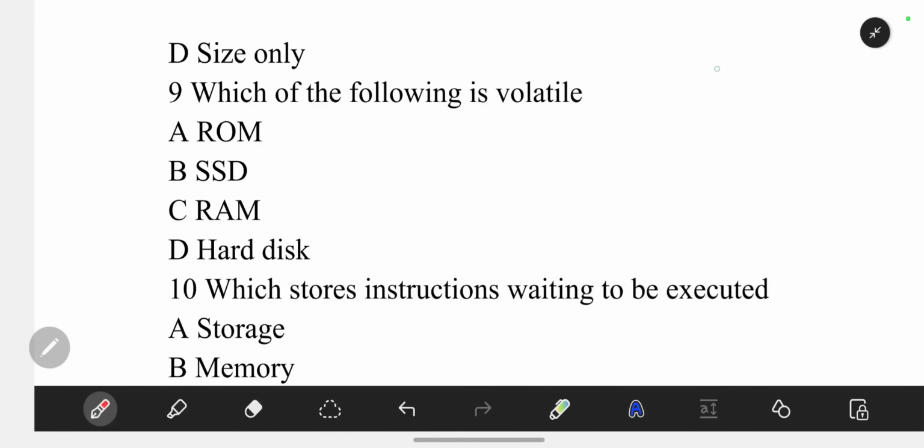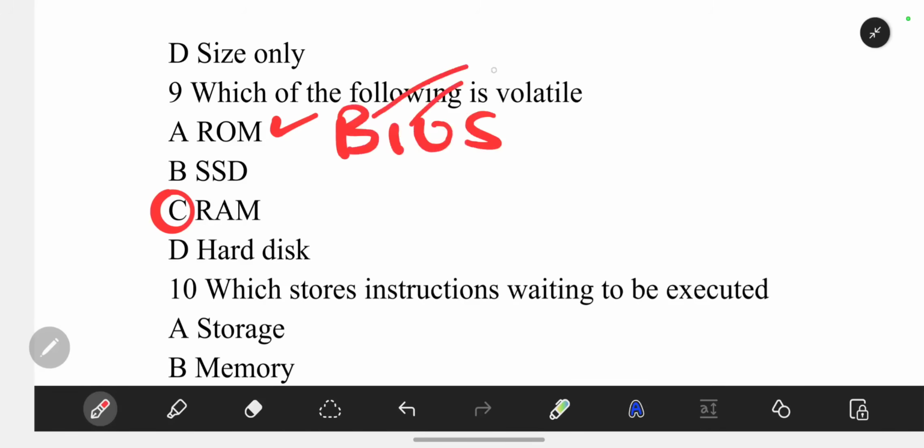Number 9 says, which of the following is volatile? The volatile one is RAM. This one, ROM, is not volatile, meaning its content is not lost whenever the computer is switched off. An example is what we call the BIOS, which is the basic input-output system. This stores instructions such as how to turn the computer on, so that certain information must not be lost. Like for example, the computer always knows how to turn itself on. That is stored in ROM.